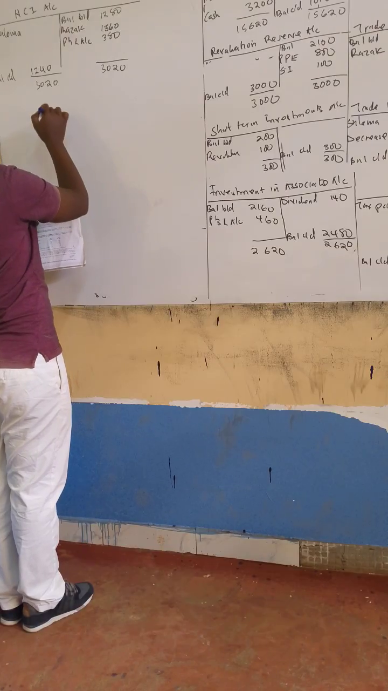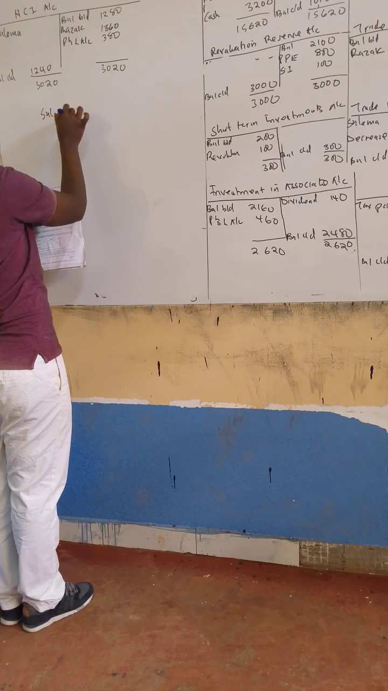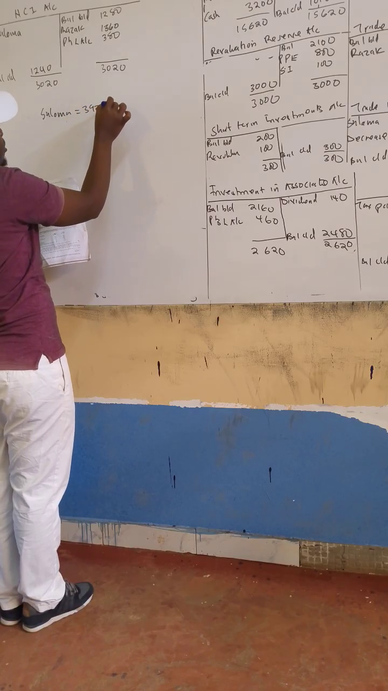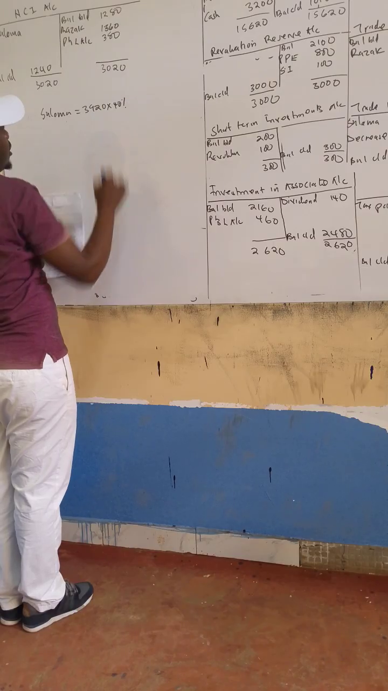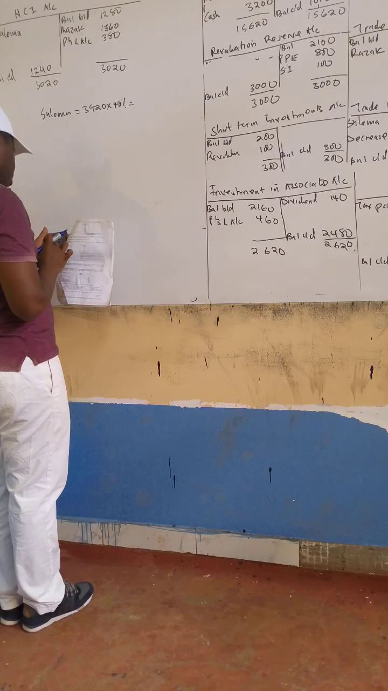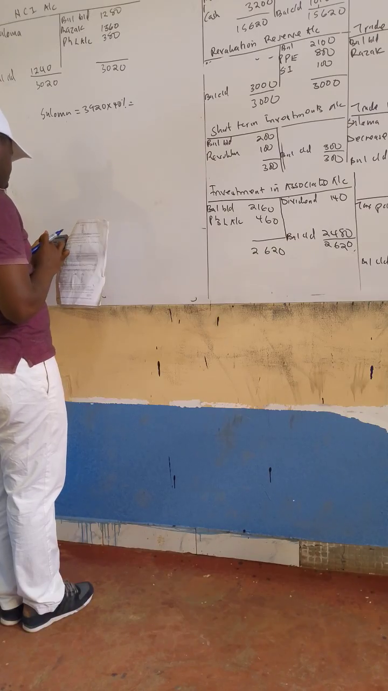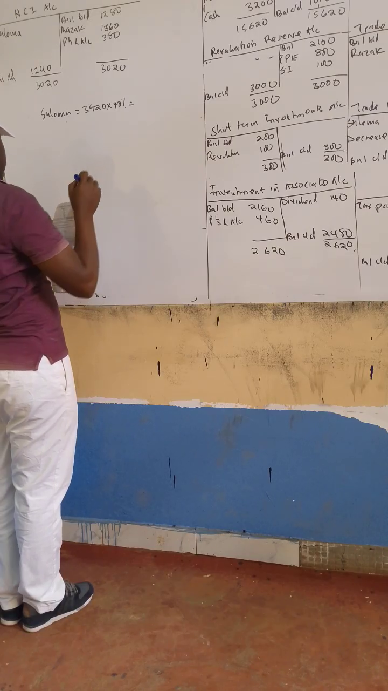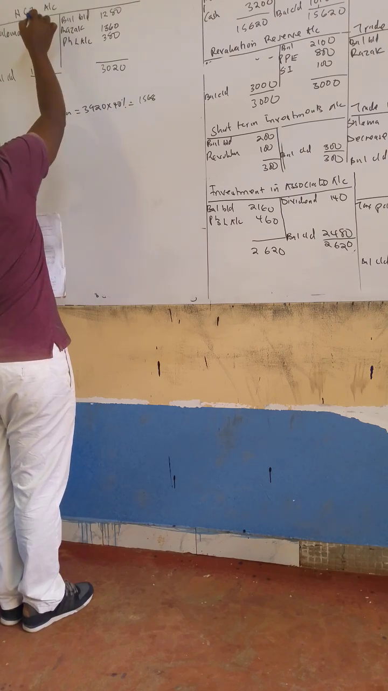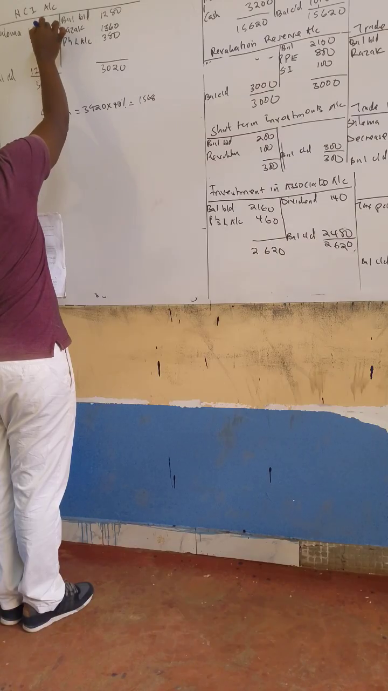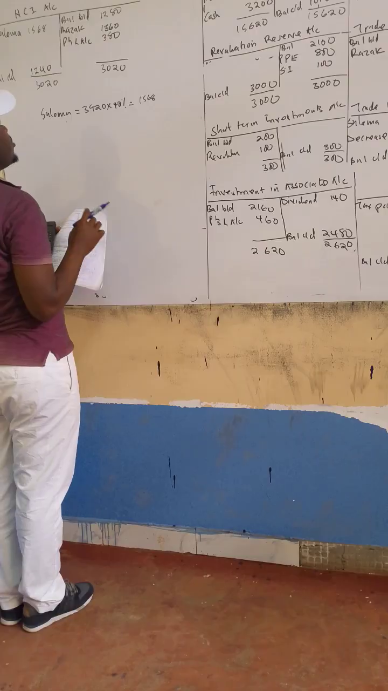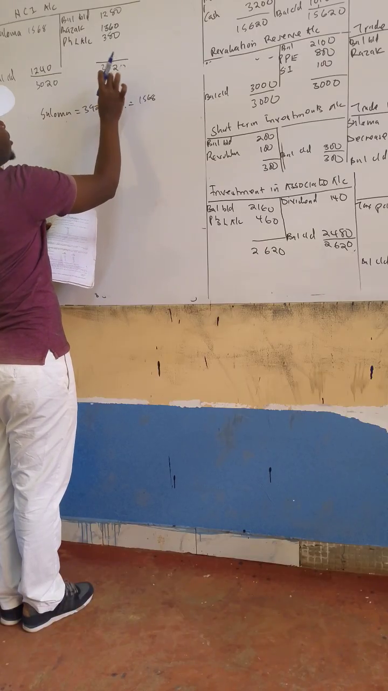So for Salama, it will be 3920 times 40%, since we are controlling 60%. So 3920 times 40%, we get 1568. So Salama is 1568. That was the net value at the time we were disposing Salama.